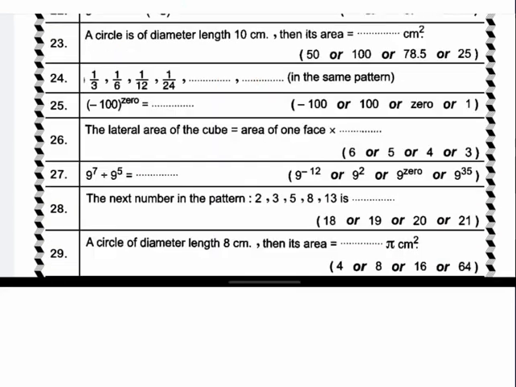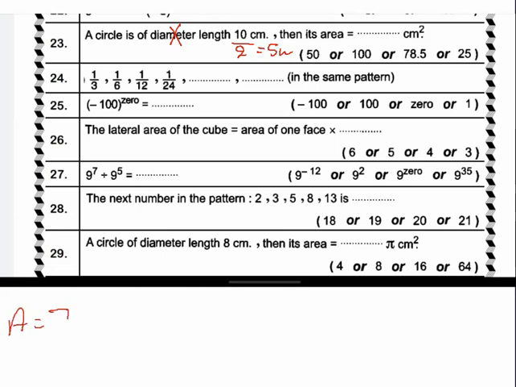A circle of diameter 10, then its area. Firstly, in the lesson of circle, you look only for the radius, so I don't want the diameter. To get the radius from the diameter, only divide it by 2. Okay, so now radius equals diameter divided by 2, 10 divided by 2 equals 5 centimeters.